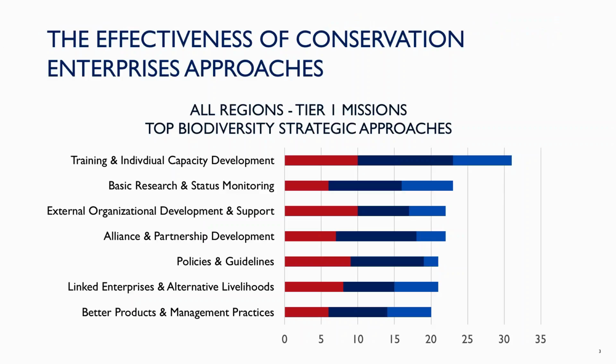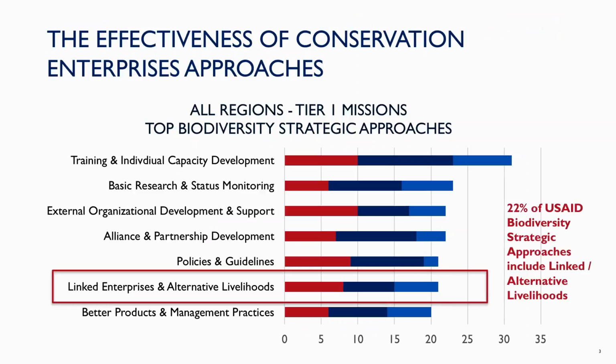And the reason this is important is conservation enterprises are a very common approach within USAID biodiversity funding. A recent survey of biodiversity strategic approaches in Tier 1 missions found that 22% of strategic approaches included linked or alternative livelihoods, most of which I think would qualify for what we call conservation enterprises. And that makes it the 6th most common strategic approach in Tier 1 missions for USAID. So a lot of investment and effort going into this, as I'm sure all of you already know.